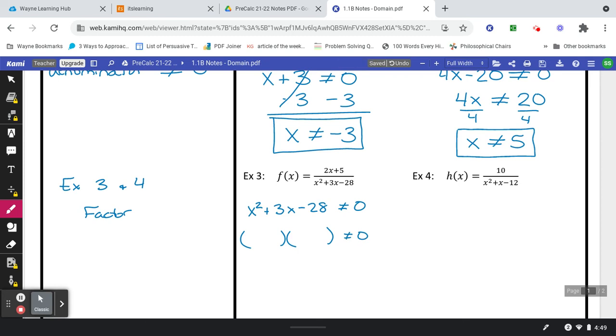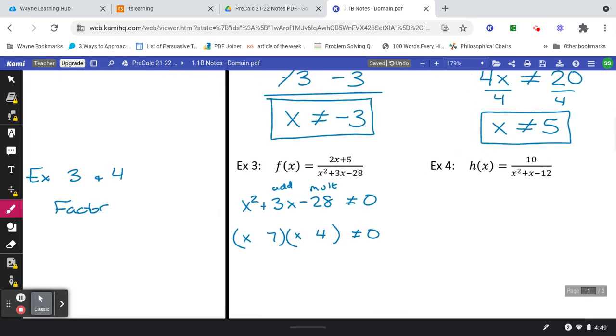Looking for numbers that multiply to negative 28 and add up to positive 3. That pair of numbers is going to be 7 and 4. The 7 will be positive and the 4 will be negative. That's the only way those will add up to positive 3. And then you take each one of those and say that is not equal to 0.